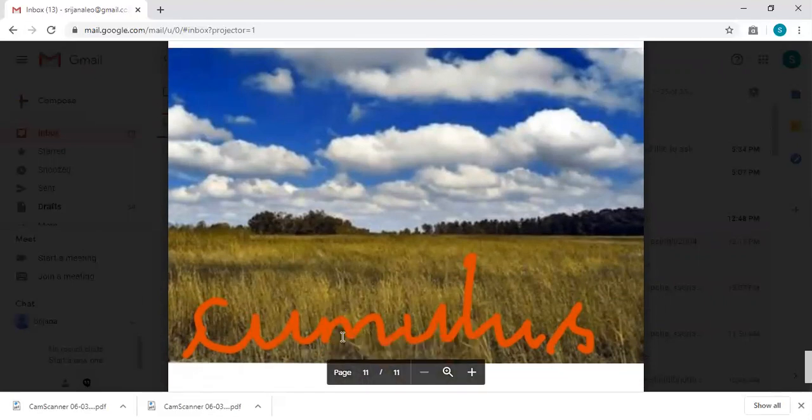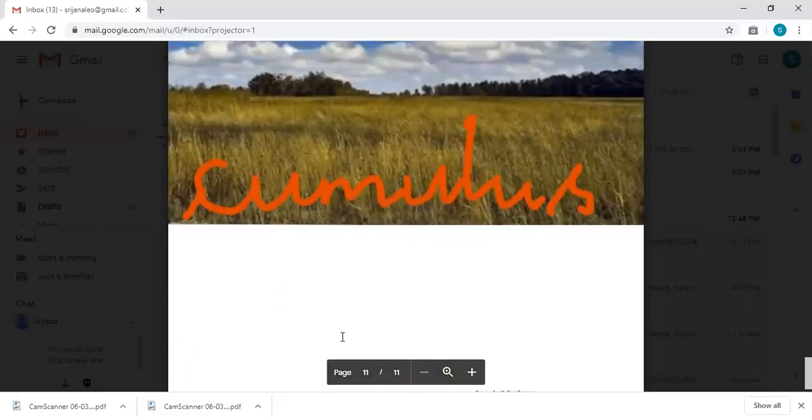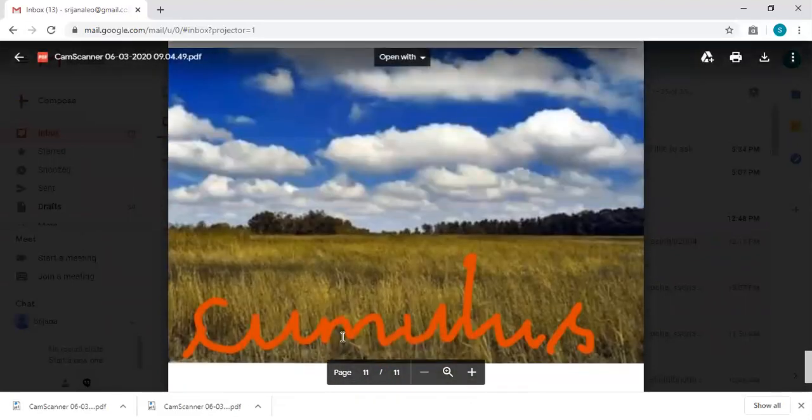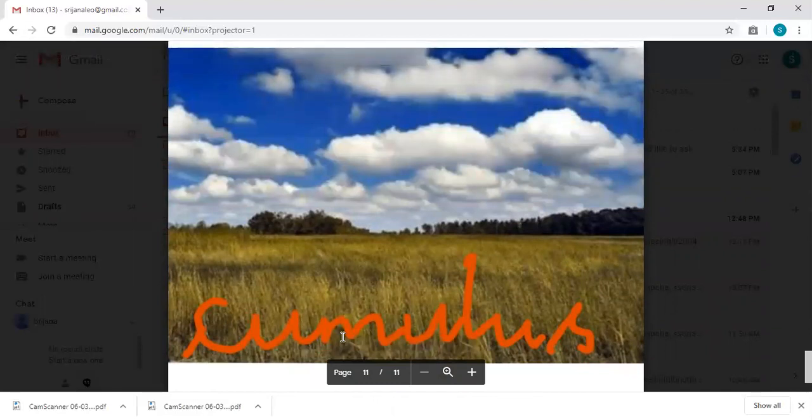All right, so this is all about our elements of weather and climate. I hope you understood what they are and the clouds also.